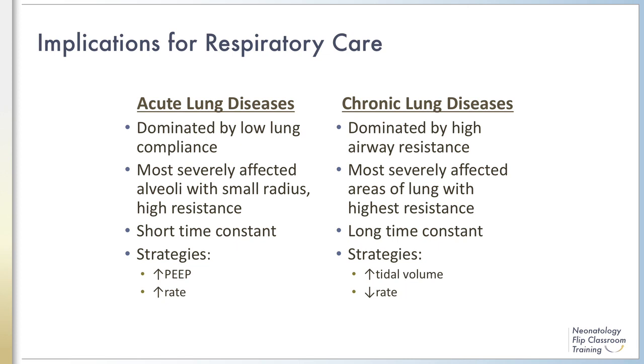Chronic lung disease is usually dominated by high airway resistance. The most familiar lung pathology in this category is BPD. The sickest part of the lung has high airway resistance and can represent the majority of the lung in many cases. Because of the high airway resistance, it takes the lung a longer time to fill and empty. Thus, the time constant is long, and patients with chronic lung disease benefit from management strategies that provide a larger tidal volume and a slower rate.